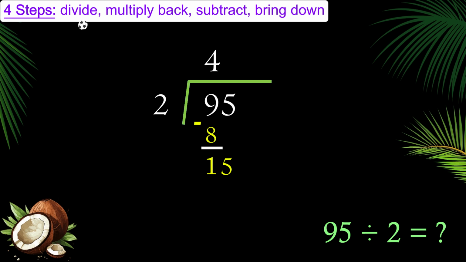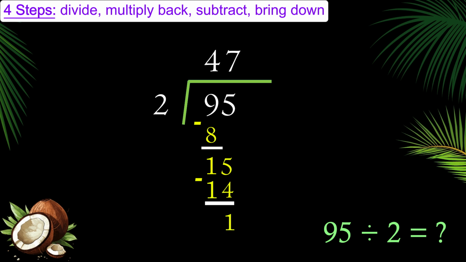Divide 15 by 2. How many times does 2 go into 15? That's 7 times. Write 7 above the 5. Multiply back. 7 times 2 equals 14. Write 14 under the 15. Subtract. 15 minus 14 equals 1.